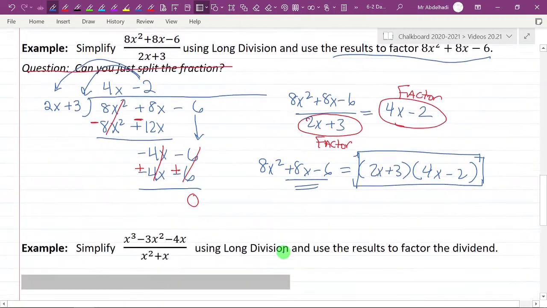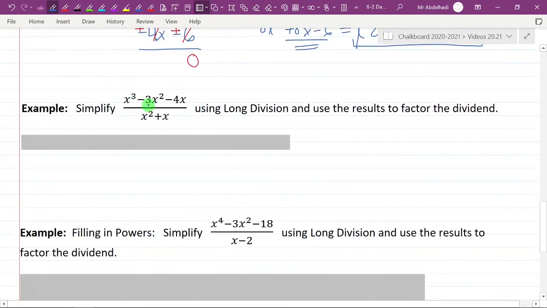So let's go on to the next question here. We have x cubed minus 3x squared minus 4x, and we're dividing by this. And the question is, divide this, but also use the results to factor the dividend.